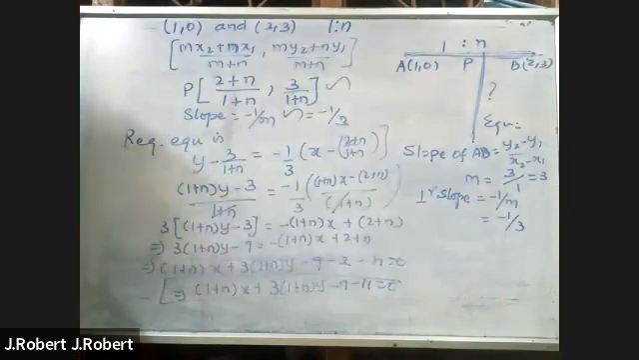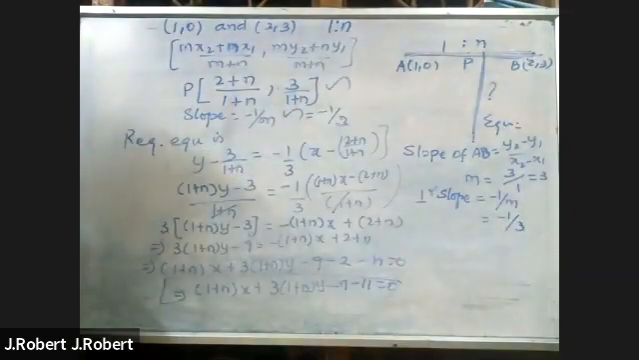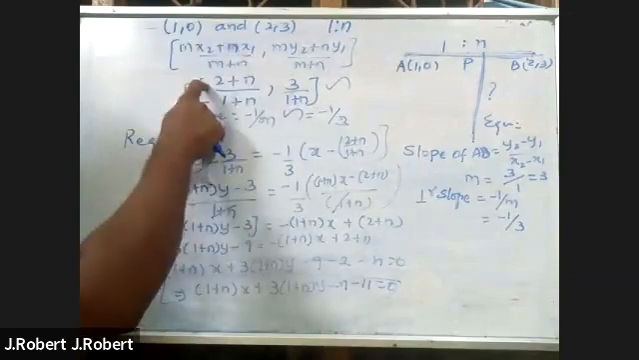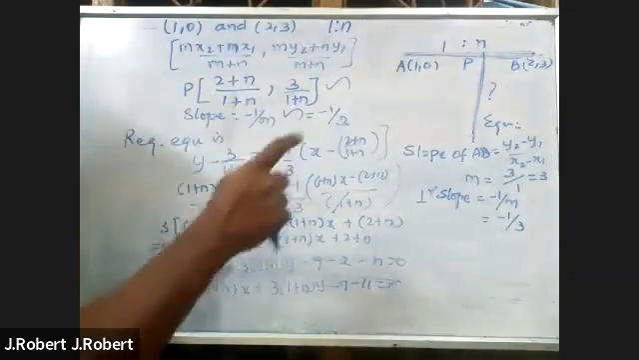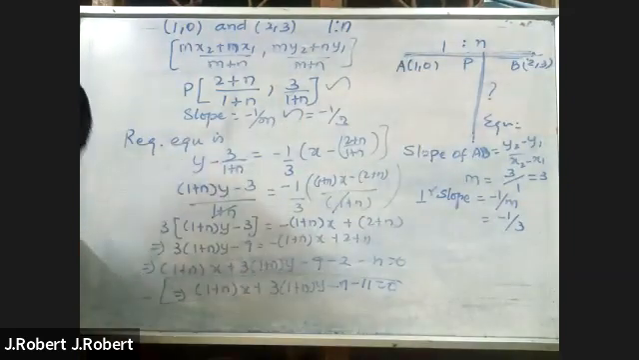We want the perpendicular slope. First of all, you find the slope of AB, we'll get 3. Perpendicular slope means minus 1 by m, we'll get minus 1 by 3. Now the slope is minus 1 by 3 and the point is P. The formula is y minus y1 equals m into (x minus x1). Applying, we'll get the equation. Please take down.